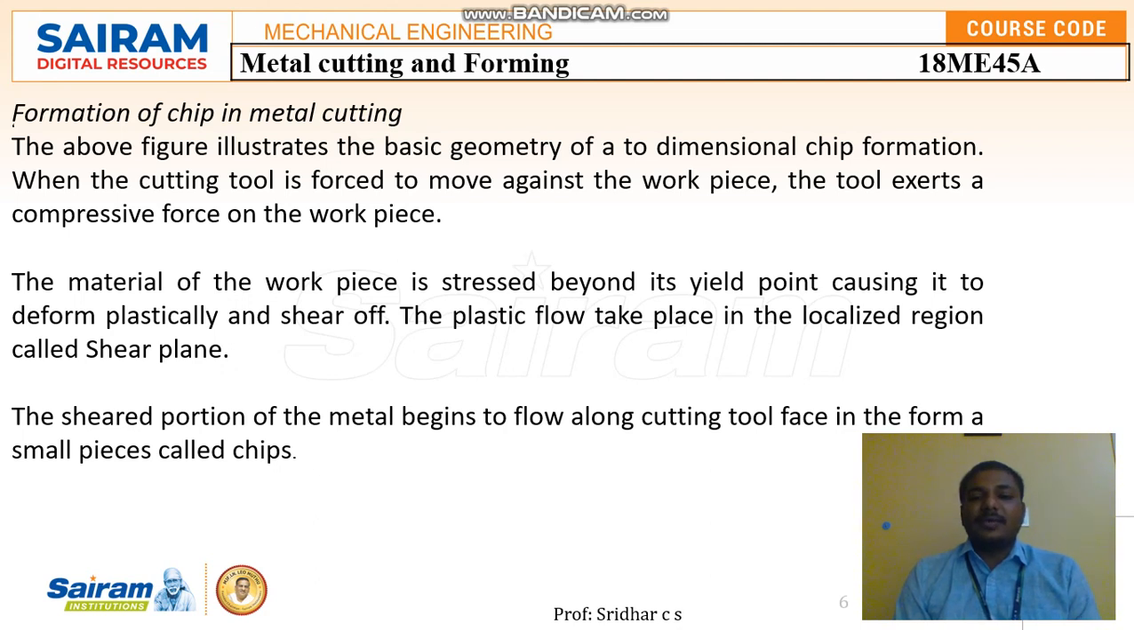The plastic flow takes place in a localized region, which we call the shear plane. The sheared portion of the metal begins to flow along the cutting face in the form of small pieces. That is what we call chips. So this is how the formation of chips takes place in metal cutting.